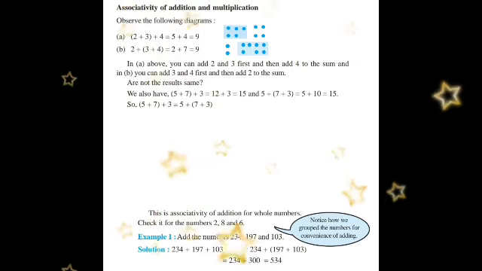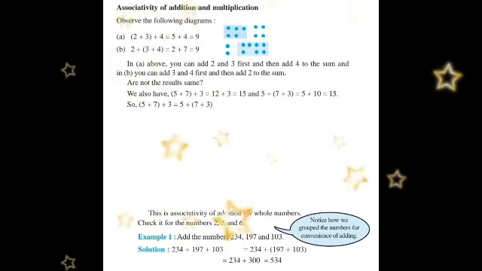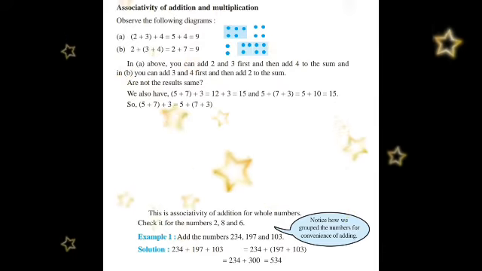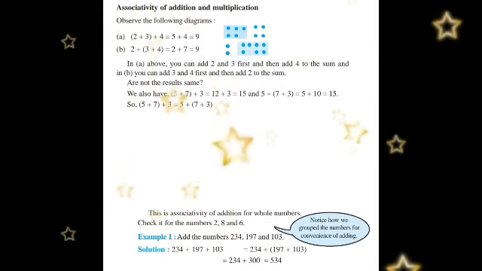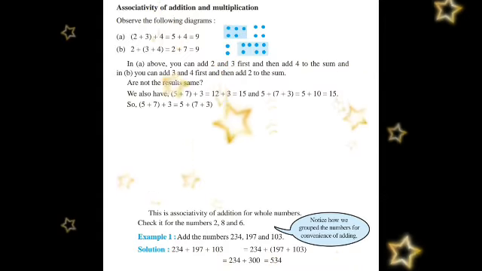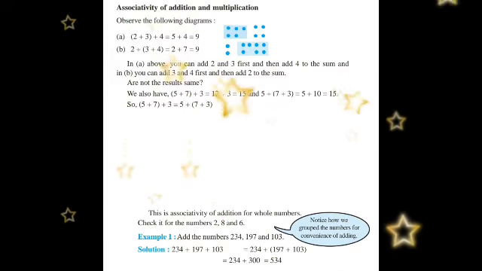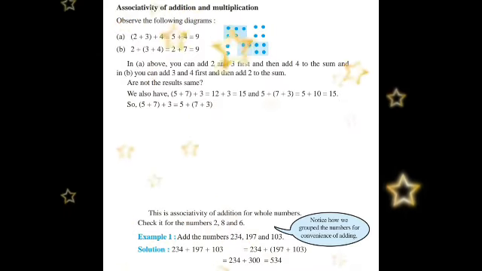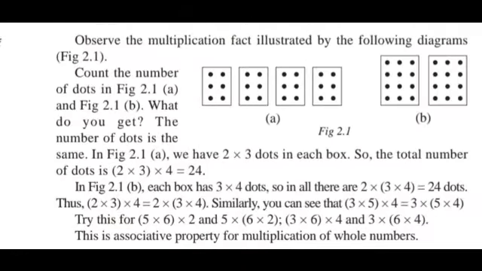So in the first, you can add 2 and 3 first and then add 4 to the sum, and in the second, you can add 3 and 4 first and then add 2 to the sum. This is the associativity of addition for whole numbers. Next, associativity of whole numbers with multiplication.